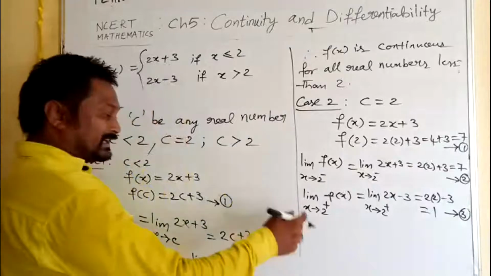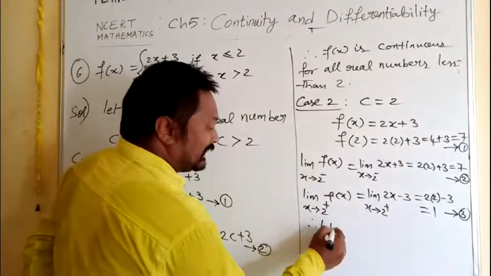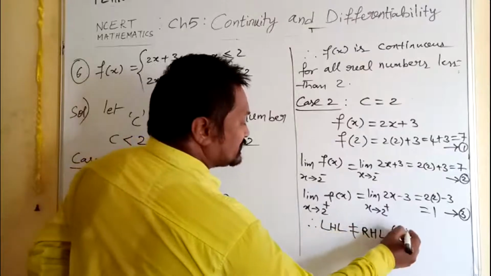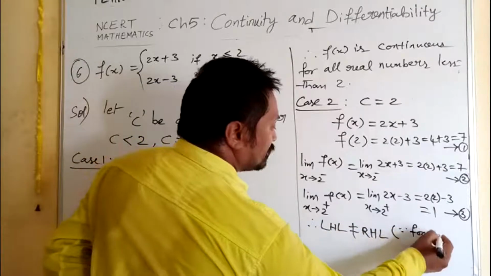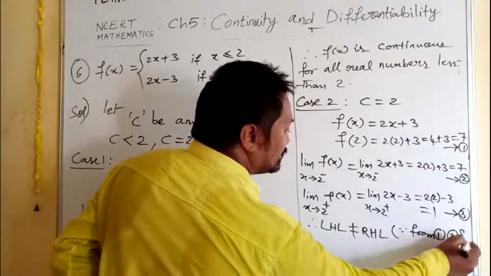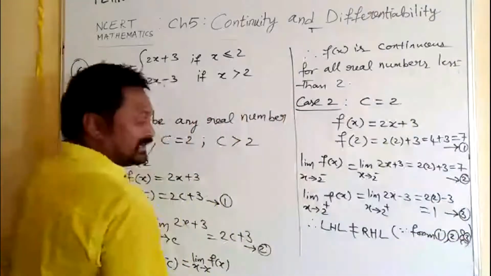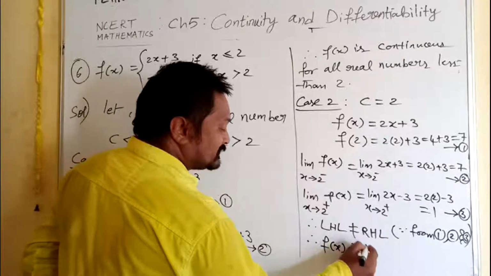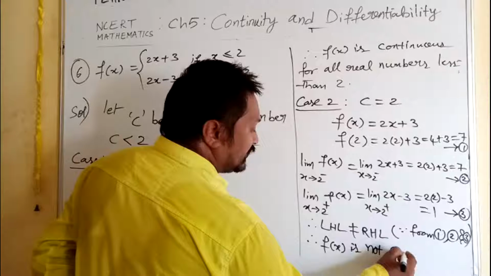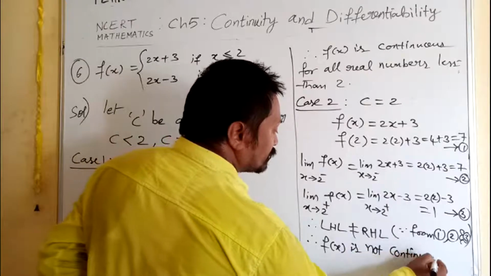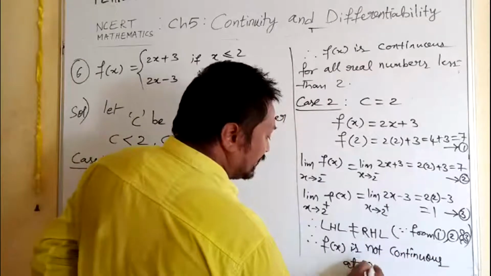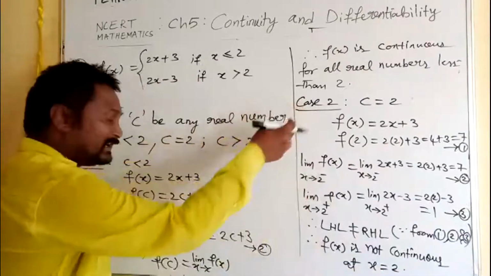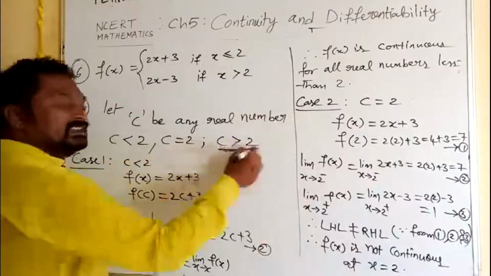So now we can write here, therefore LHL is not equal to RHL. This is from 1, 2 and 3. So at last we write here, therefore, f of x is not continuous at x equal to 2. So now two cases are completed. The last case is what? c is greater than 2.